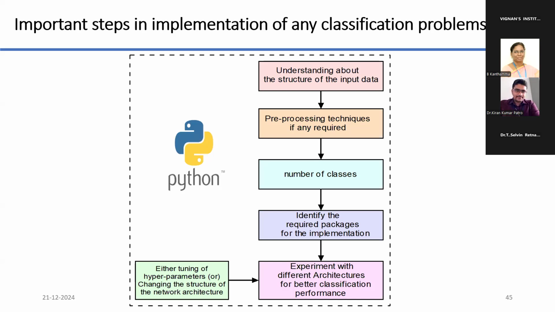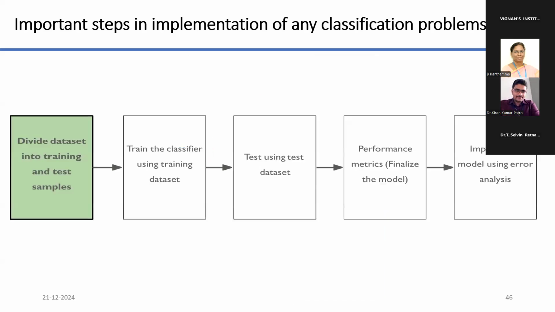Python is nothing but package based, right? So based on your requirement, you can import different packages. Then you can experiment with different architectures. Once you finalize your architecture, you can tune its parameters. Hyperparameter tuning is very, very important in deep learning. So what are the necessary steps you have to perform before doing Python coding?